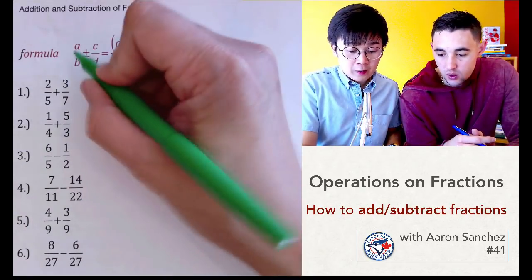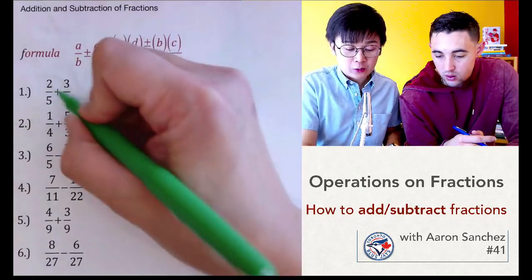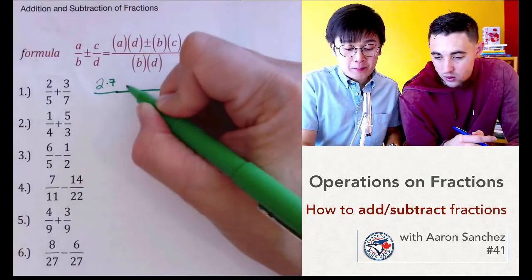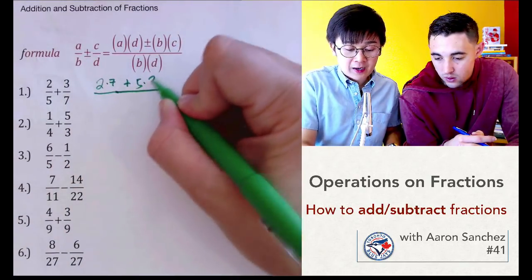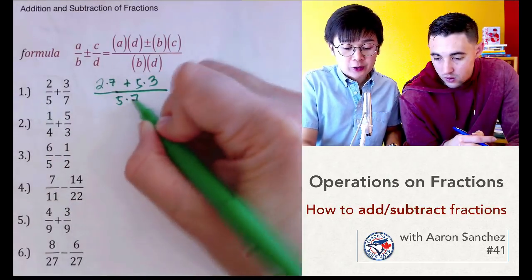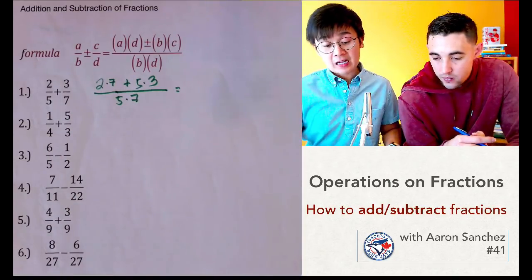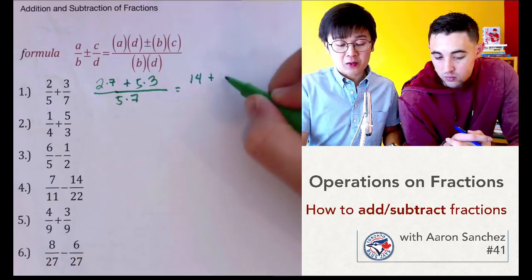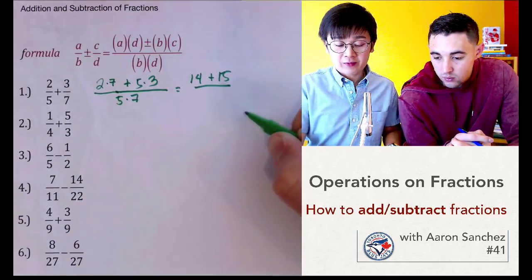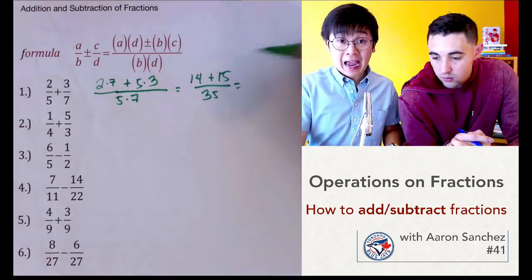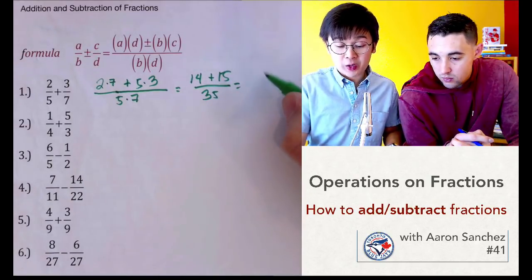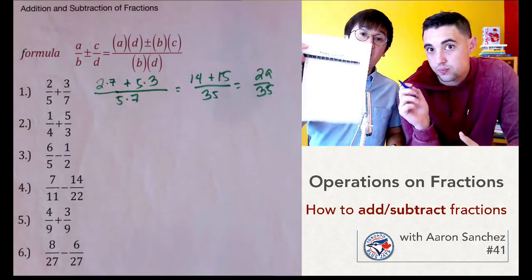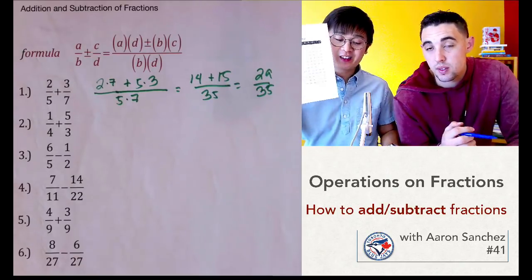So 2, ACBD, so 2 times 7, 2 times 7 plus 5 times 3, 5 times 3, and 5 times 7. So I'm just basically using the formula, and then I'll simplify each term. 2 times 7 we know is 14, 5 times 3 is 15, and 5 times 7 is 35. And then you just add the numerator. 14 and 15 is 29 all over 35. And just like what Aaron said, multiplication table, you need to master it.